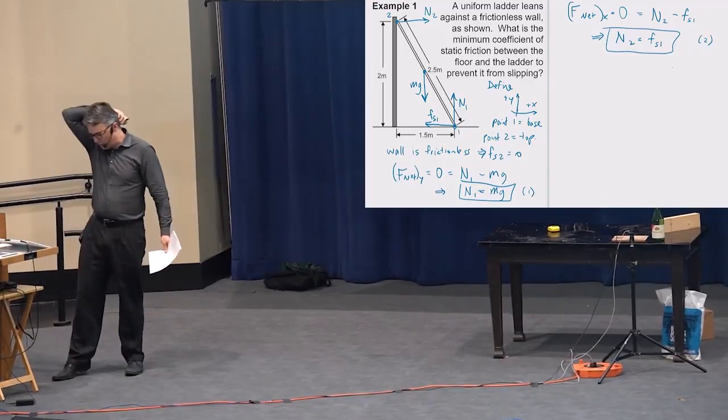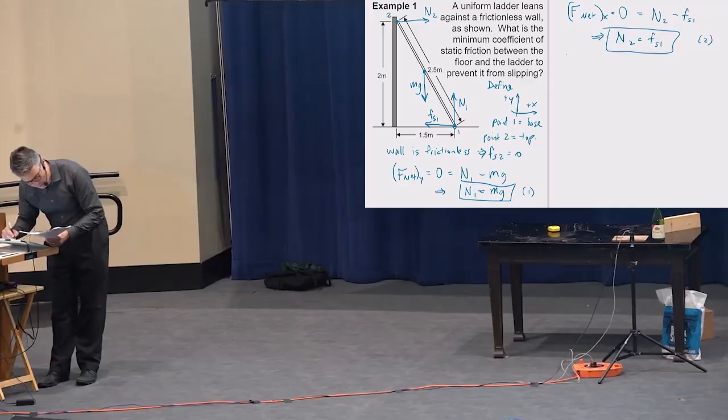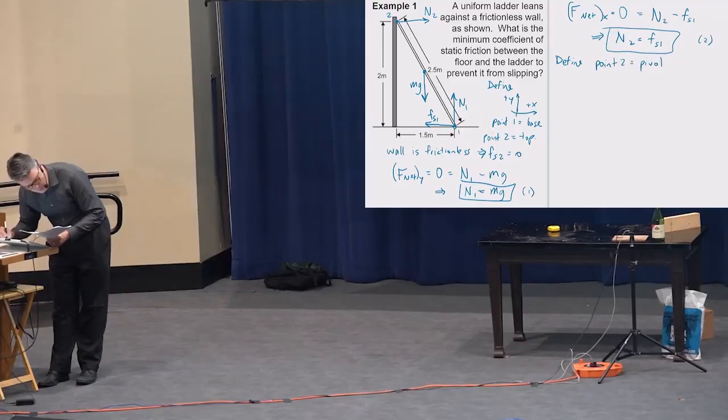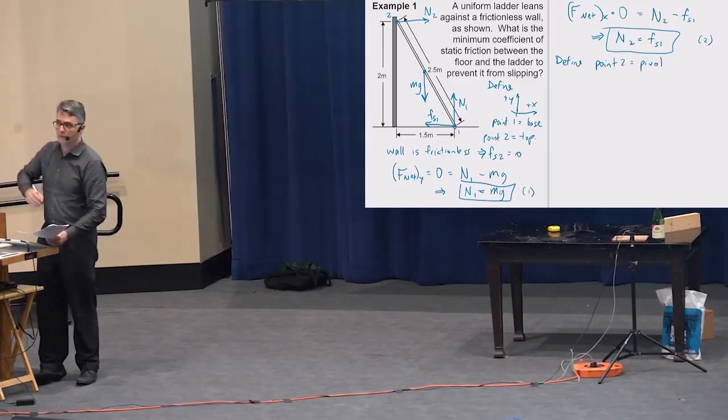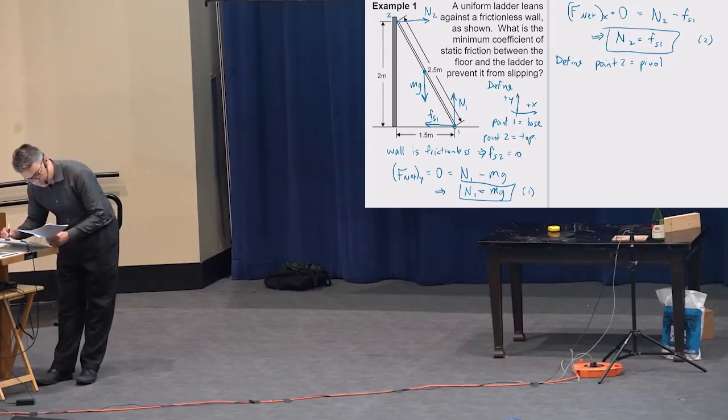So you can't do the torques until you define a pivot, right? So let's define point 2 as the pivot, because I guess there's 2 forces there, so it'll get rid of 2 of the torques. And we'll also say that counterclockwise is plus. And when you define this way, the torque from N1 is going to be equal to 0, and the torque from F static friction 1 is equal to 0.